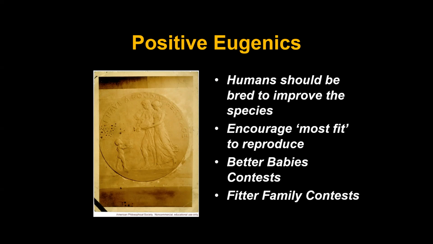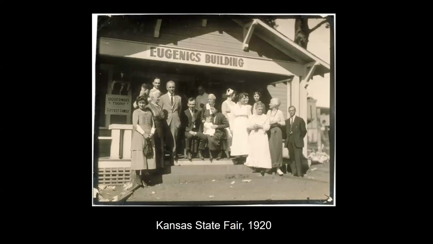So positive eugenics, that's one approach. But there's also, let me show you some things first. Here's a state fair from 1920 in Kansas. Here was the eugenics building at the Kansas State Fair, and this couple with their little baby sitting in the middle won the Better Baby, Fitter Family contest. We have doctors and nurses and other professionals who were involved in this. We have some state officials over on the left-hand side. It was a big deal.